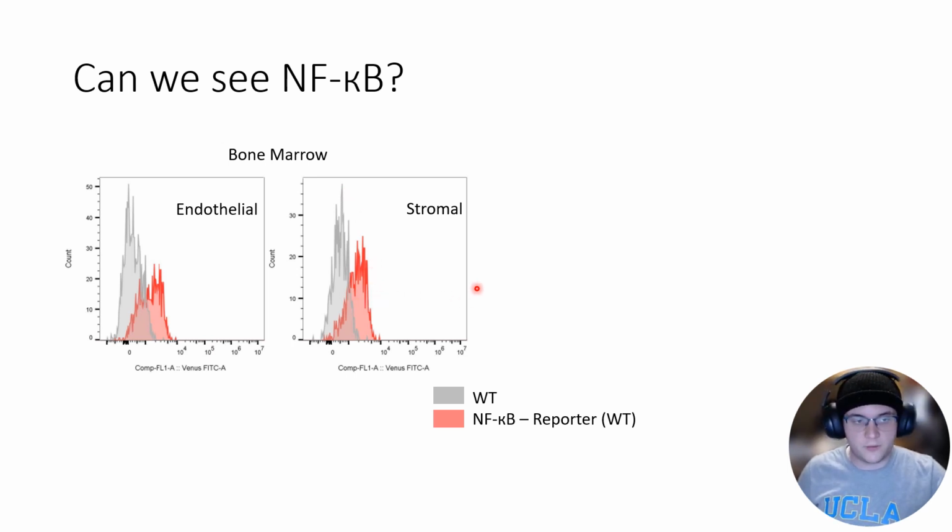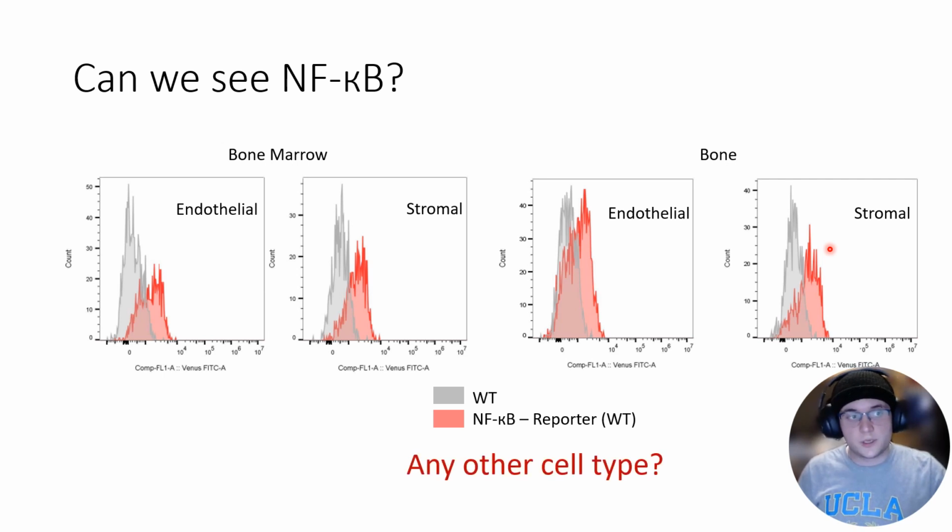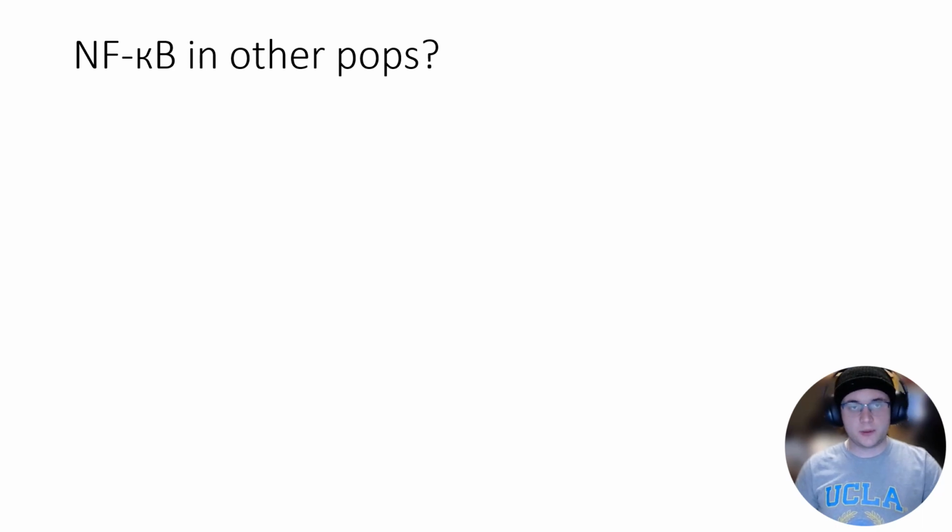Likewise, as a byproduct of my procedure, I was able to isolate bone cells as well, in which I was able to see endothelial and stromal cells, as well as the fact that these endothelial and stromal cells in the bone itself also express NF-kappa B. This is very interesting because we wondered, what about other cells, like potentially NF-kappa B just exists sonically within the bone marrow environment and all cells express it there. So now we start asking, can we see NF-kappa B in other populations?